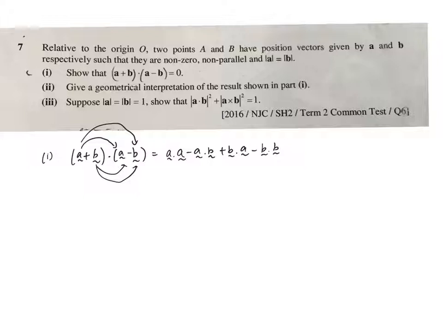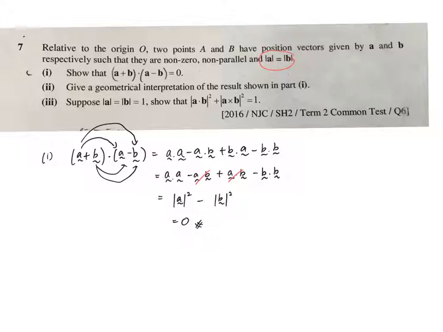Okay, so with that, the next step, A dot A minus A dot B. Now since you know that A dot B is the same as B dot A, we can write it in this manner, and you have B dot B. Okay, so cancelling off these two scalar products, you end up with A dot A, which is the same as the square of the modulus of A, minus the square of the modulus of B. And you know that since the magnitude of A is equal to the magnitude of B, therefore this is equal to 0.